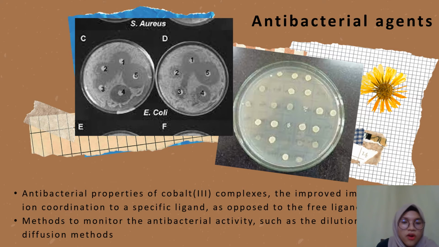Antibacterial properties of cobalt-3 complexes improve the impact of cobalt ion coordination to a specific ligand as opposed to the free ligand. There are two methods to monitor the antibacterial activity, the dilution and the diffusion methods. Schiff base have been proven as an antibacterial agent. One of the proven is the N-salicylidene 2-hydroxyaniline, which acts effectively as an antibacterial agent. It is shown to be effective against Mycobacterium tuberculosis.